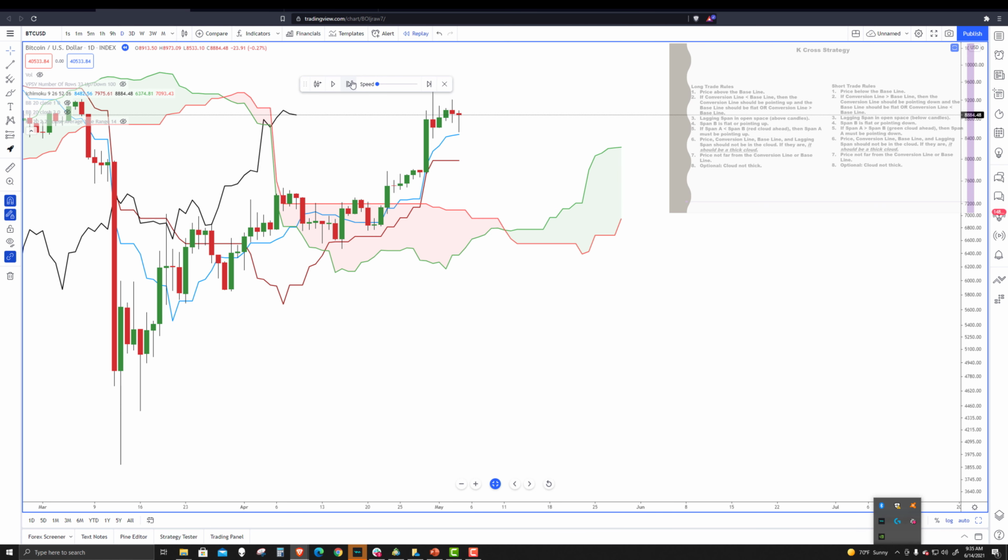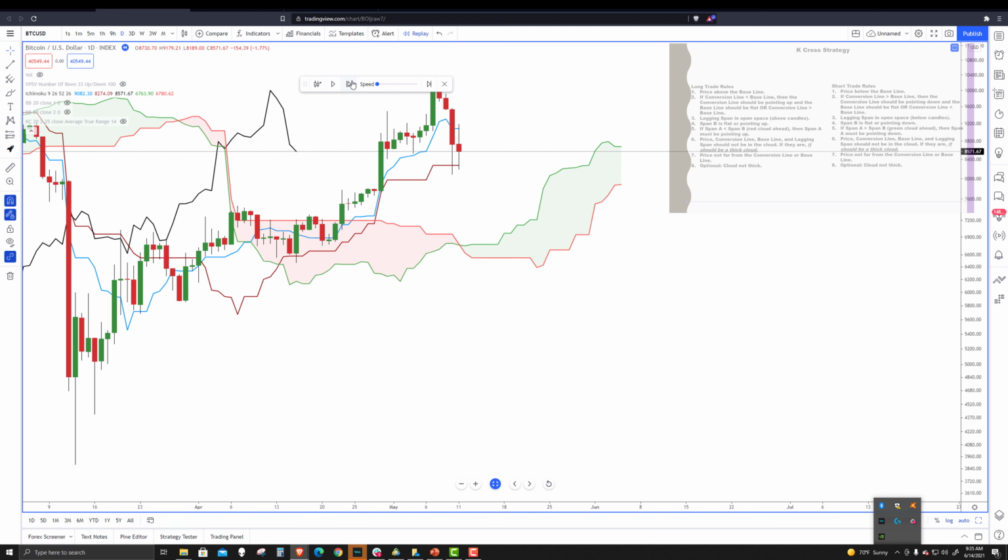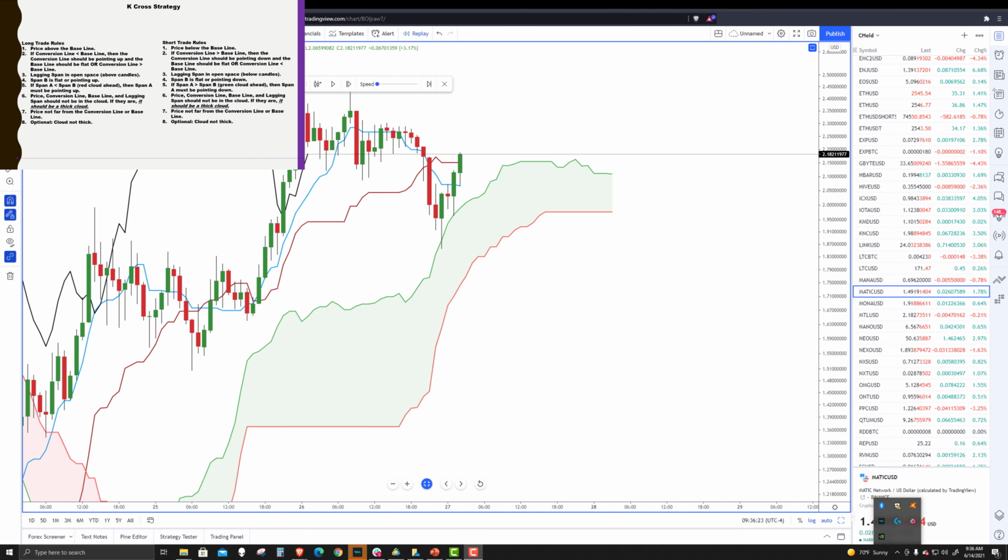And you can see it took more than a few days, like a week or so, before it started to move in the direction that we wanted it to go. Now let's look for an example of the short side of the trade here with the K-Cross strategy. So for the short side of the trade, if we're going to take a short, we're just looking for the inverse of what we had long. Price needs to be below the baseline, conversion line below the baseline, or the conversion line can be above it but needs to be sloping lower. Lagging span needs to be in open space or below the candles. Span B is flat or pointing down.